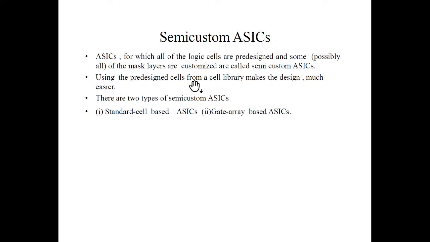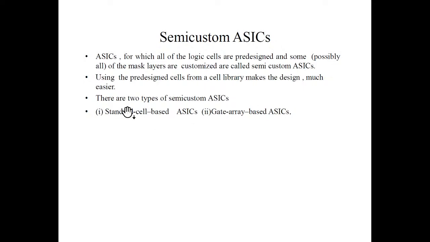Semi-custom ASIC design uses predefined library cells. In this type of application specific integrated circuit, predefined logic cells are used. This type of application specific integrated circuit is basically divided into two types. The first one is known as standard cell based ASIC, and the second one is known as gate array based ASIC. Okay, so I am again repeating this. The gate array based application specific integrated circuit is nothing but a sea of gates. I think it is clear to all of you.